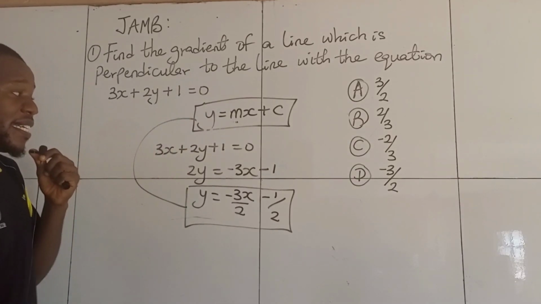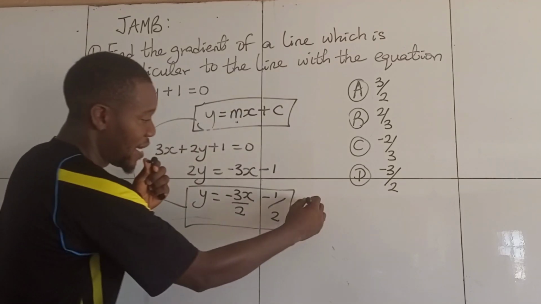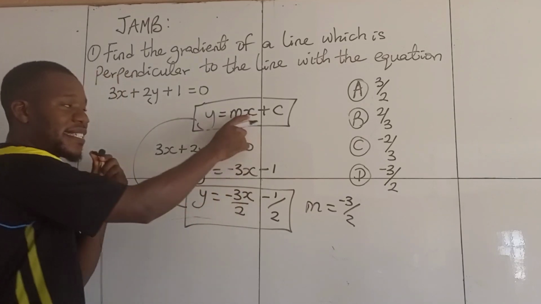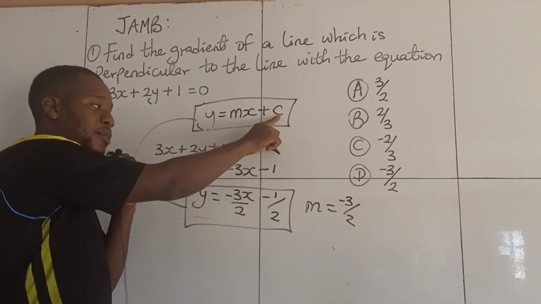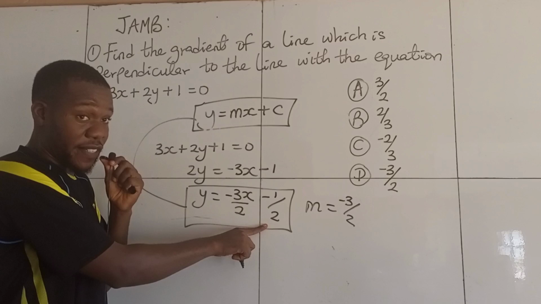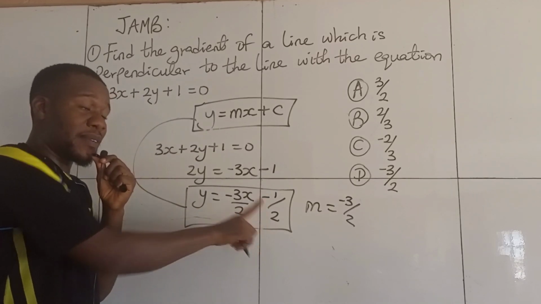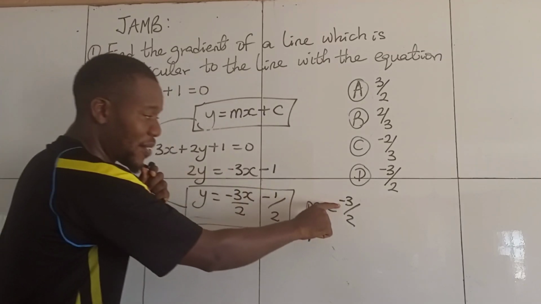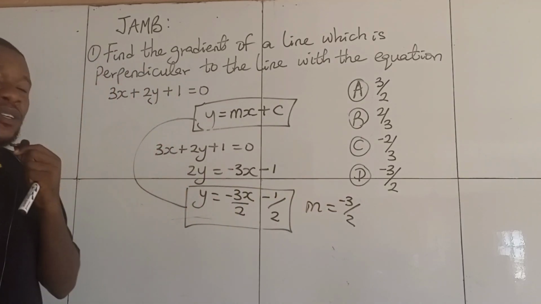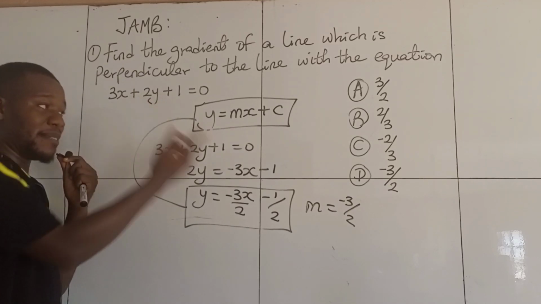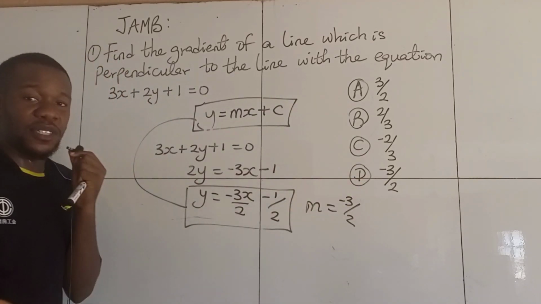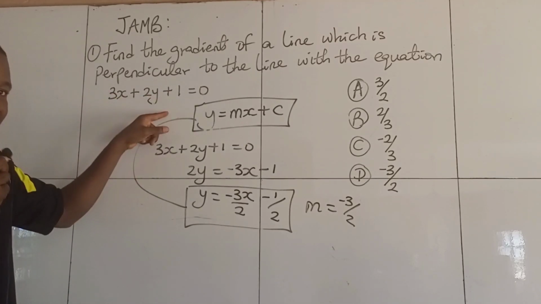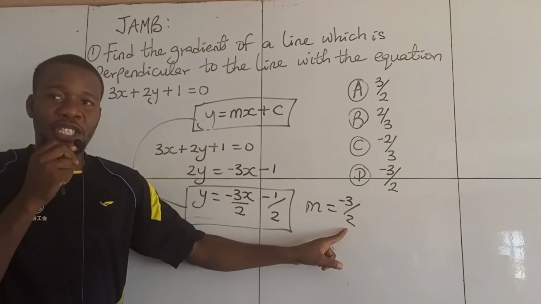So if we compare, you realize that our m is the same thing as minus 3 over 2 because that's the coefficient of x, which is the gradient. Then our c, which is the y-intercept, is the same as minus 1 over 2. But we are not interested in the y-intercept. Our interest is the gradient of the line. So the gradient of this line, which is m, is minus 3 over 2. But of course, we are not asked the gradient of this line because we could easily choose minus 3 over 2, but that's not the question. The question is the gradient of a line that must be perpendicular to this line. So for this particular line, the gradient is minus 3 over 2.